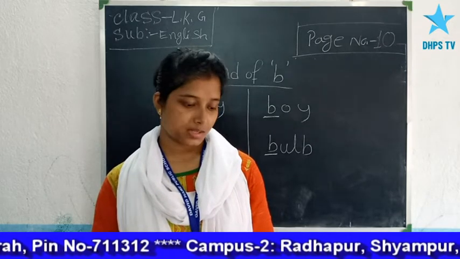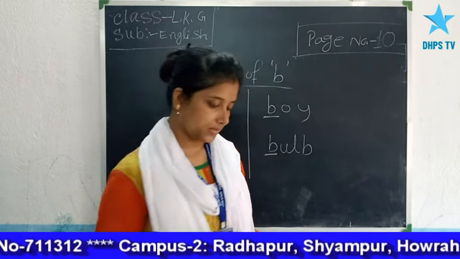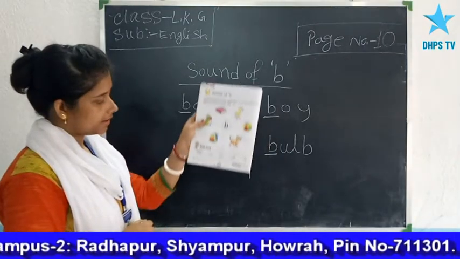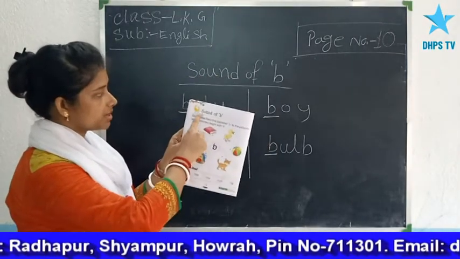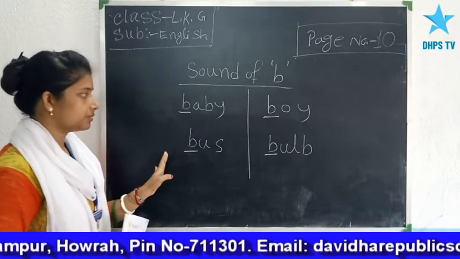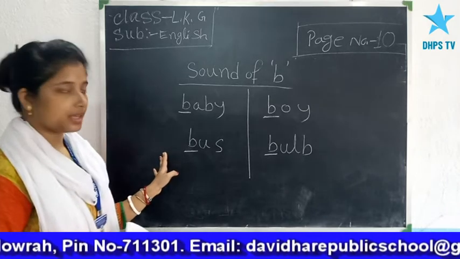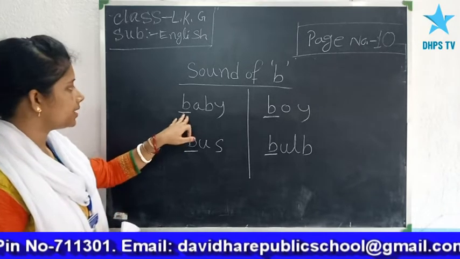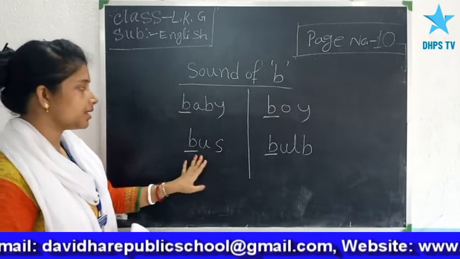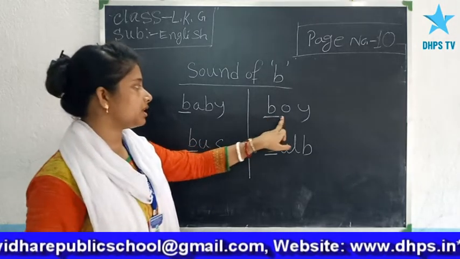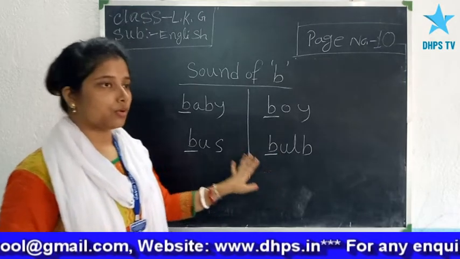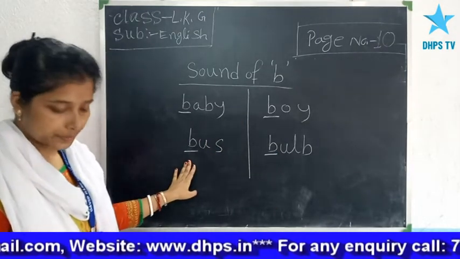So let's start. The first letter is B, and open page number 10. The topic is sound of B. At first, see here I have written 4 words starting with B. Baby, B-A-B-Y, baby starts with B. Then bus, B-U-S, bus. Boy, B-O-Y, boy. Ball, B-A-L-L, ball. So all the words start with B.